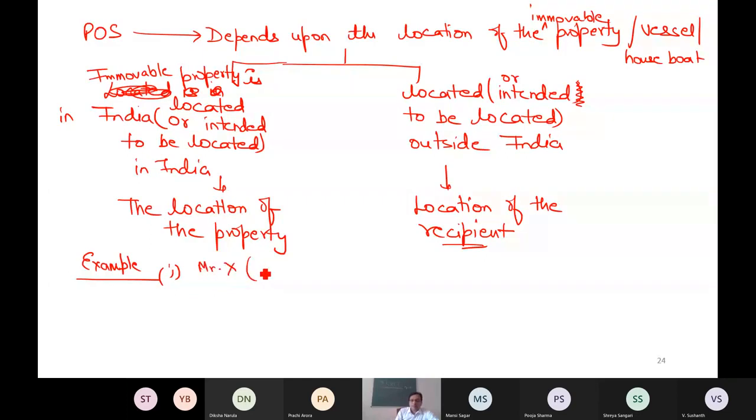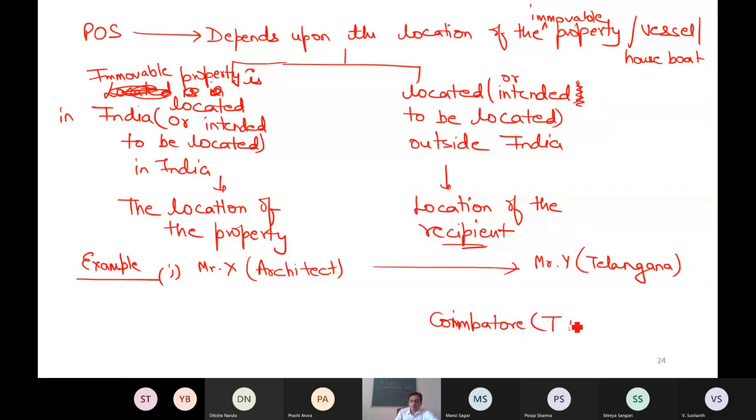Mr. X, a renowned architect, and Mr. Y, who is from Telangana, has a house in Coimbatore, Tamil Nadu. So Mr. Y has taken the services of this architect not for his house in Telangana, but for his house in Tamil Nadu. Do you know what is the place of supply?